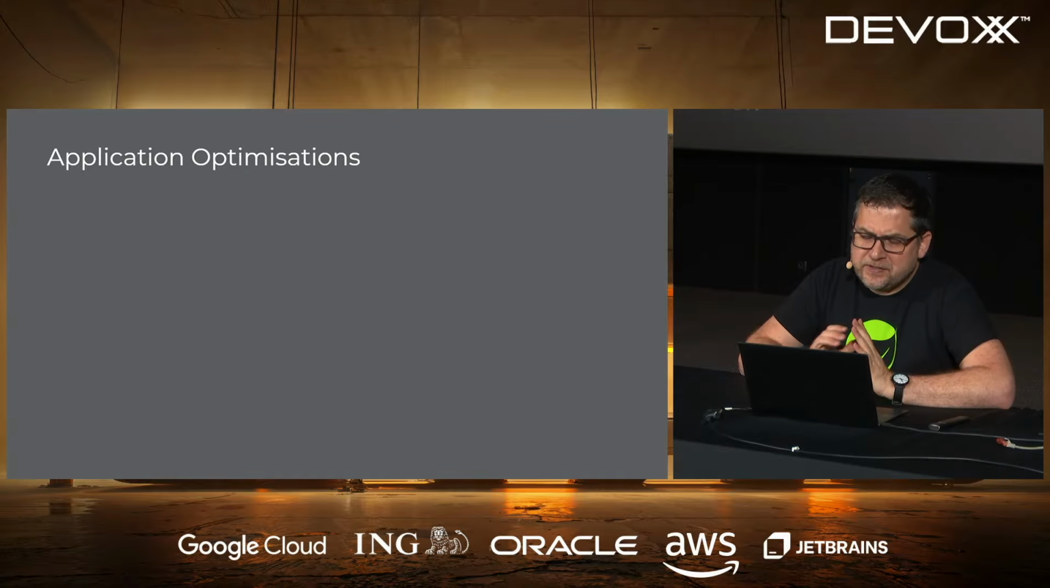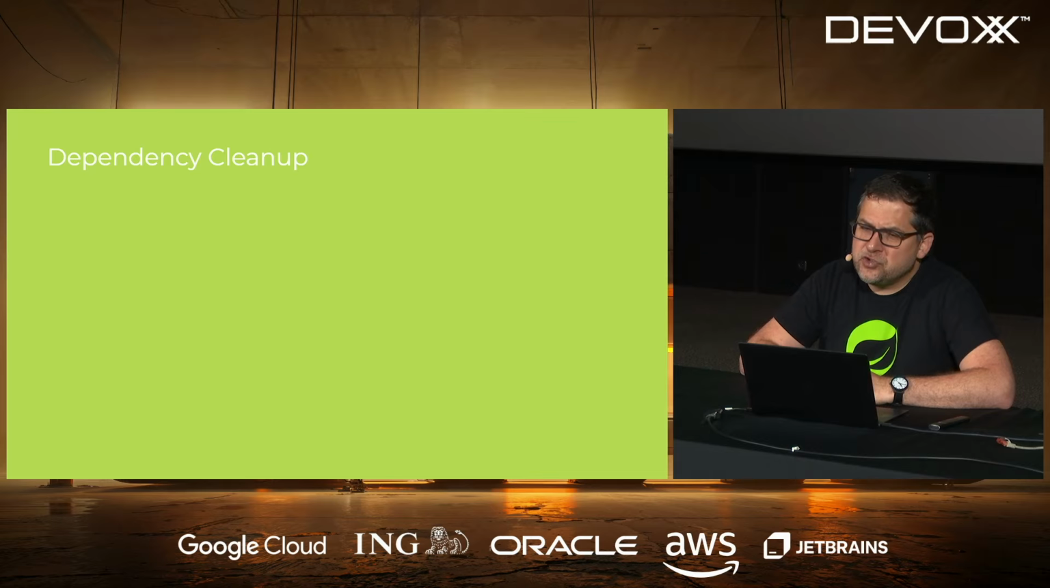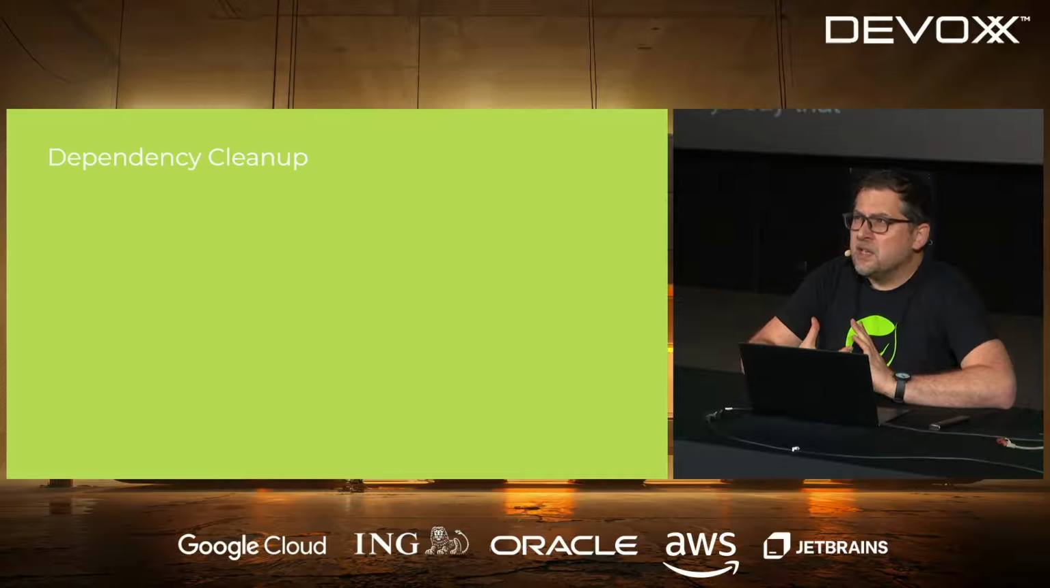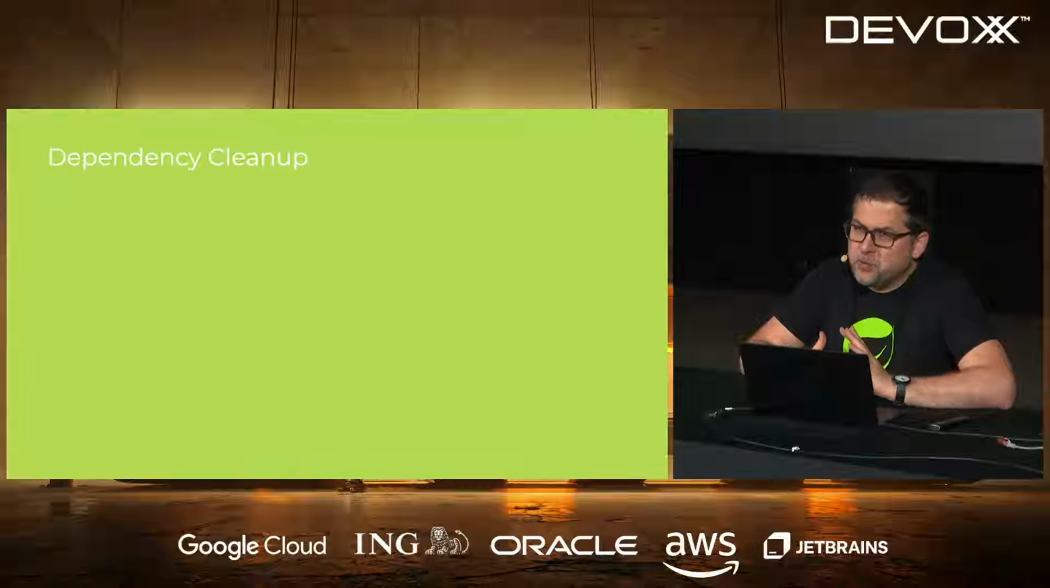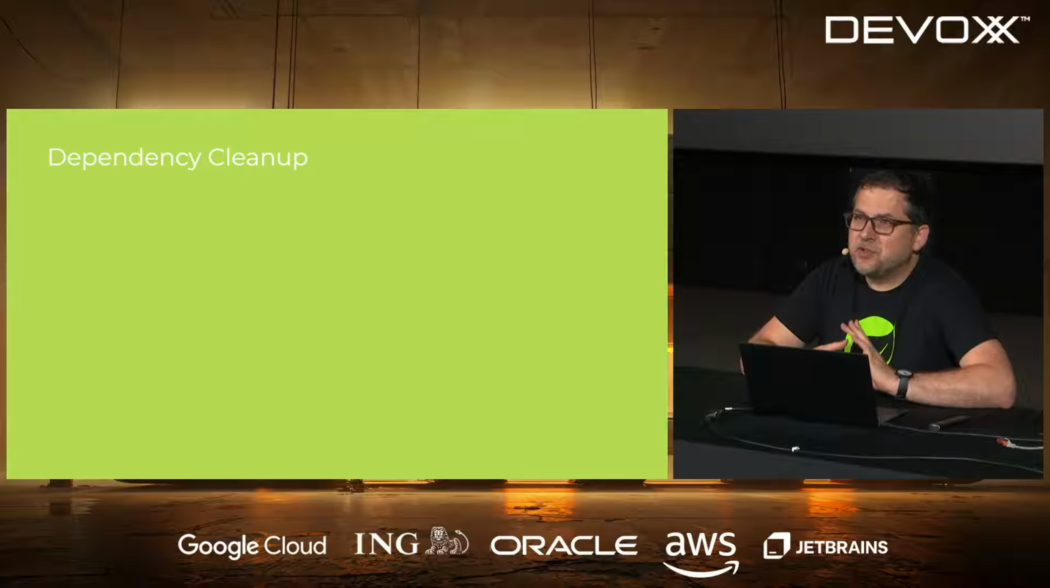So let's talk about application optimizations. Application optimizations is a difficult topic because you are the expert in your application, and I can't tell you much about that. But what I can show you is how to clean up your dependencies. I always say that starting a Spring Boot application with a starter is good because the starters are opinionated, but they are not meant to stop or finish the application, right? So you need to do the cleanup yourself.